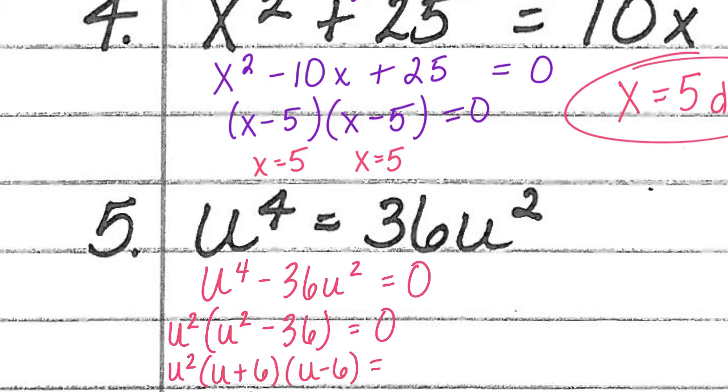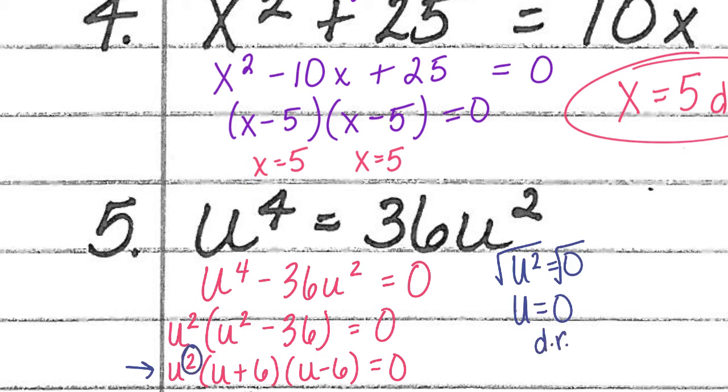So notice you've got to be really good at factoring. So what's the answer right here? Well, if I put in u squared equals 0 and take the square root of each side, u is equal to 0, and that will be a double root because of that square. If I take u plus 6 equals 0, when I subtract it, I get u equals negative 6. And when I have u minus 6 equals 0, when I add that 6 over, I get u equals 6.